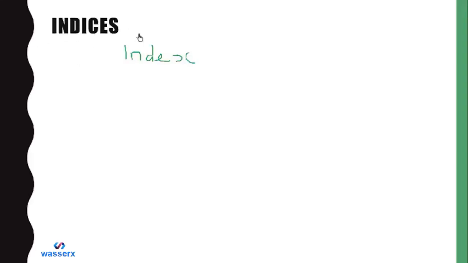Indices is the plural form of index, and index is coming from this. If you have something like 5 times 5 times 5, 3 times, we can write this as 5 multiplying itself.